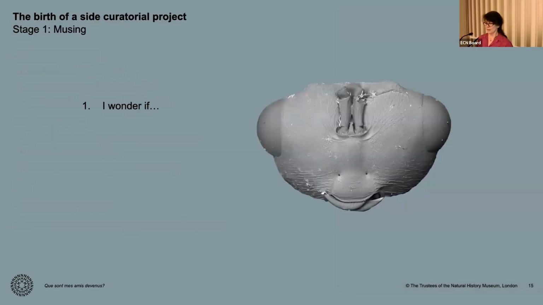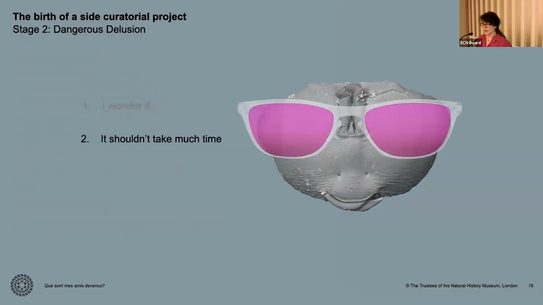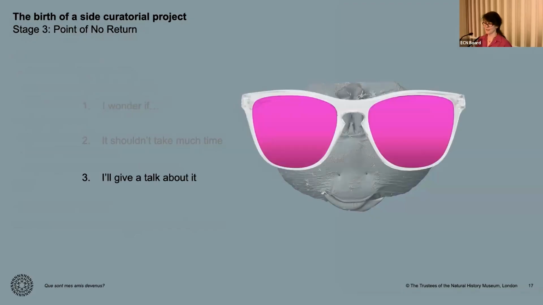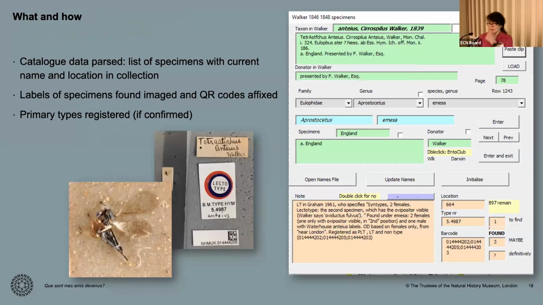And before I knew it, I was at stage 1 of a curatorial project where I just wondered about something, quickly followed by stage 2, where I convinced myself it wouldn't take a lot of time. And stage 3, submitting a talk about the project, hoping that will make me complete the project. So here I am. So what did I do?